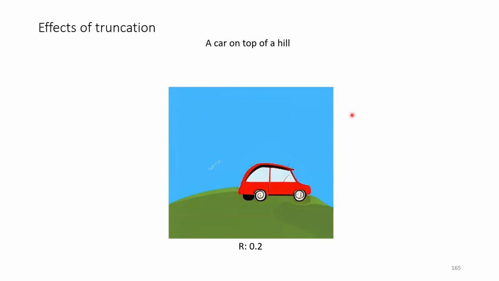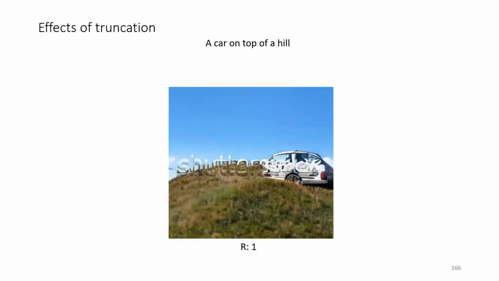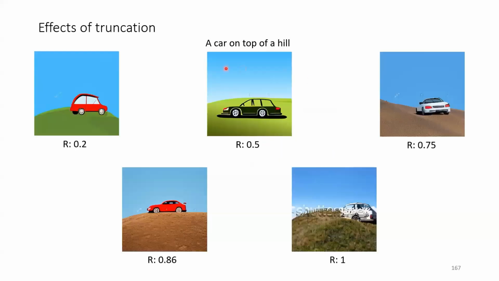Now, what happens if we don't apply any truncation, basically R as 1? We can see some unnecessary details being generated, such as this Shutterstock watermark, which is an unnecessary detail. And these are all the generated images at different truncation rates. Sorry. Yeah, and thank you.